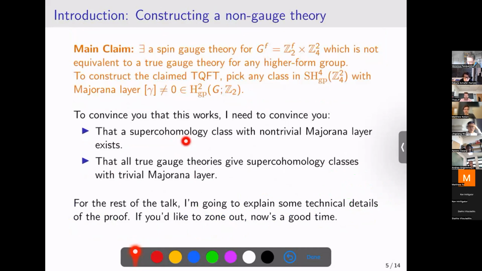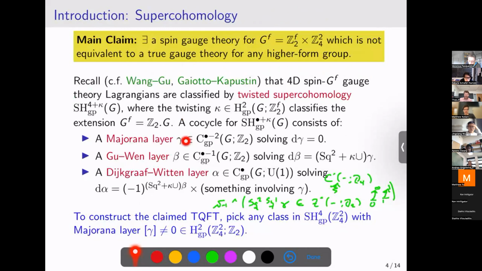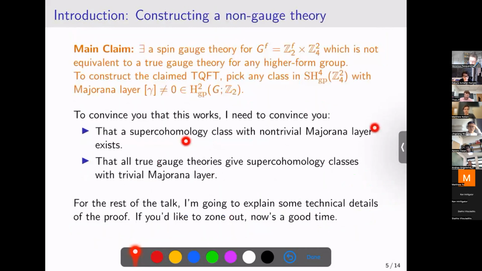To convince you that this works, I need to convince you of two things. I have to convince you that there really is such a supercohomology class. Maybe there just aren't solutions to these equations. Maybe the right-hand sides just are not trivial in cohomology, and so you wouldn't be able to solve them. So I have to convince you that there is such a cohomology class, and I have to explain why this obstructs having a true gauge theory description. And the rest of the talk, I guess I've used half my time. I think I'm supposed to go for an hour. Is that right?